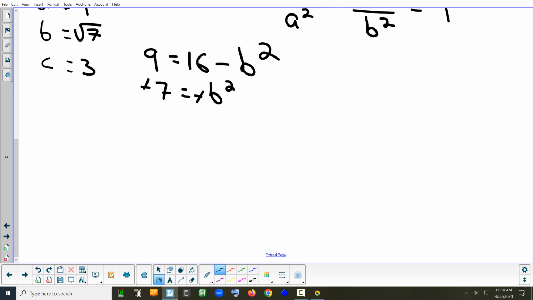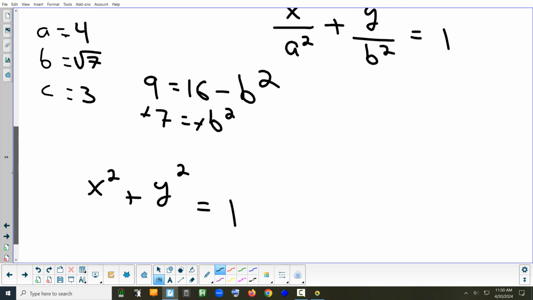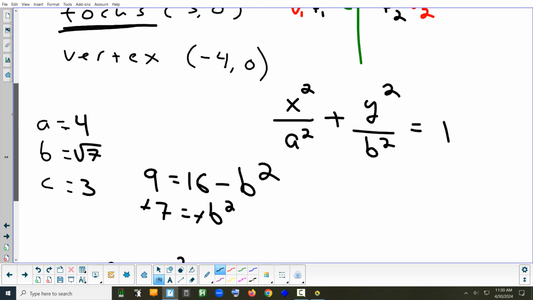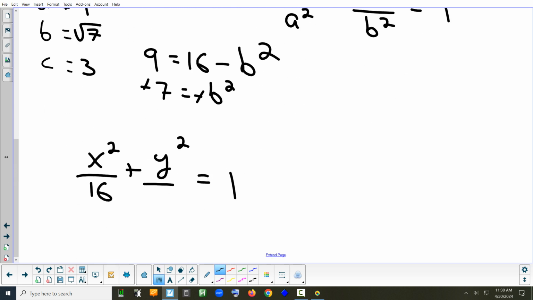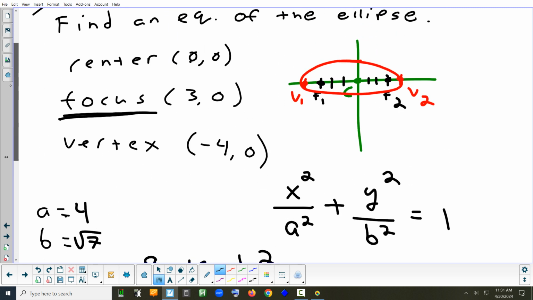All right. So our final answer, x squared over something plus y squared over something equals 1. What's the denominator under x going to be? a squared, 16. And the denominator under y? 7. There's your ellipse. If you wanted to graph that, you'd have to get y by itself. We're not going to do that right now. That's it. Find an equation of the ellipse.